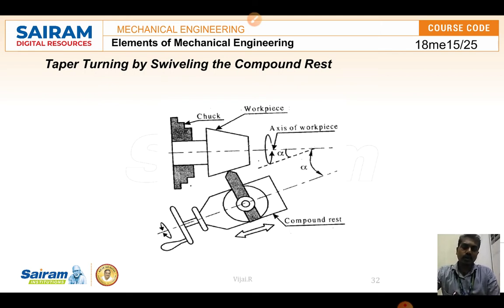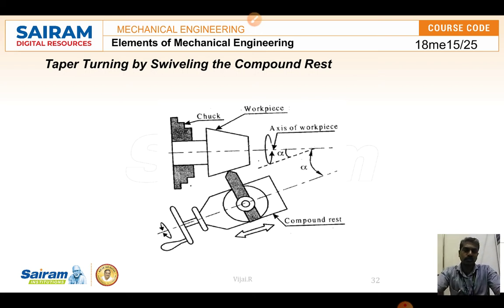When we want to make a conical component, with a decreasing or increasing cross section for a particular length, we should know the maximum diameter, the minimum diameter, and the taper length. So all three parameters, capital D, small d, and the length L, are required for calculating the angle of the workpiece.